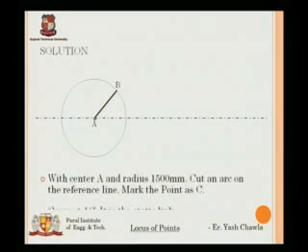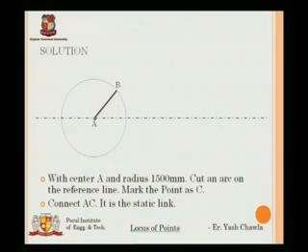The next thing I'll do is, in my question it was given that the connecting rod is equal to the distance between the two centers. So with radius equal to 1500 mm, I will cut an arc on the reference line at point C, 1500 mm that is, and connect AC.